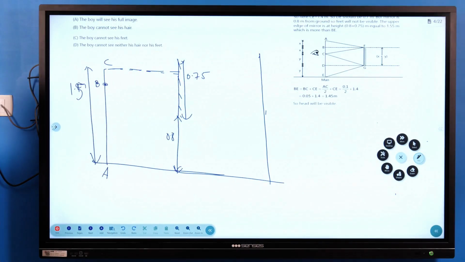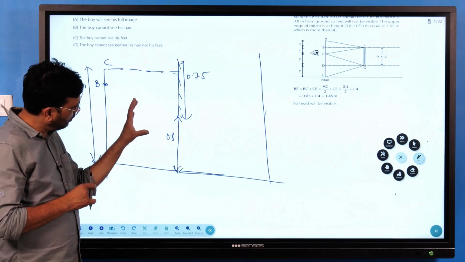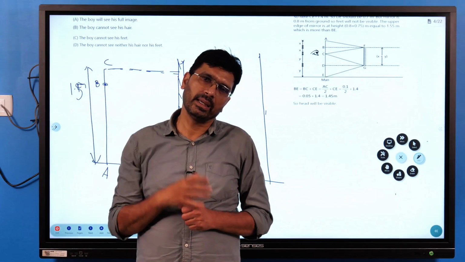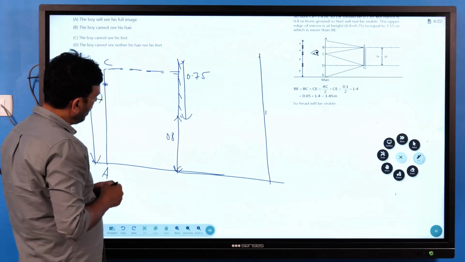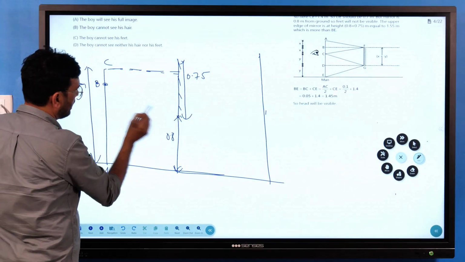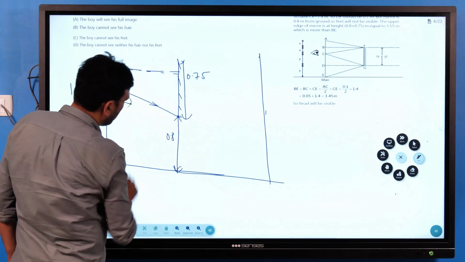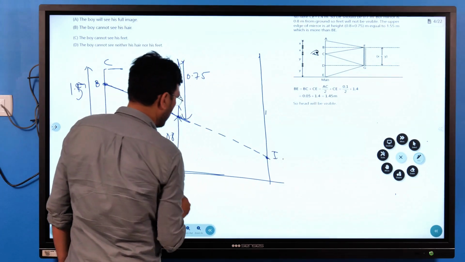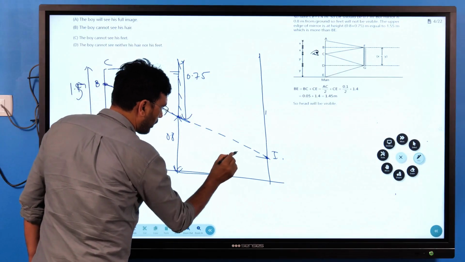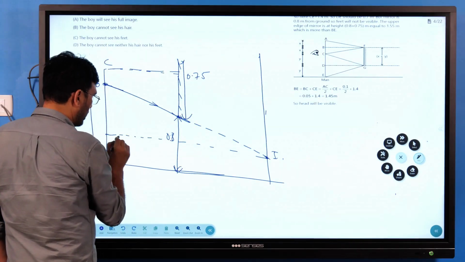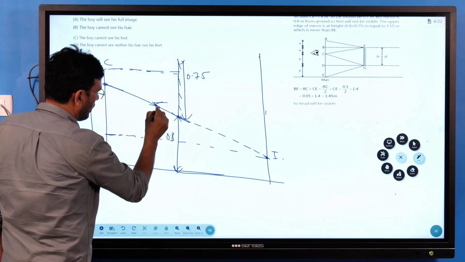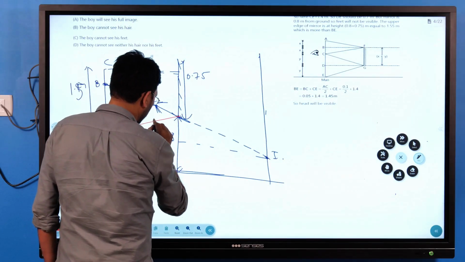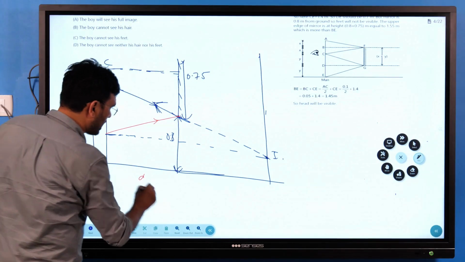So see how we will get the image here. Obviously, a person can see only those portions of his body in the mirror from where the reflected ray of light comes to his eyes. So one reflected ray of light will come from the lower part of the mirror, like this. If you extend this, one image he is getting, I1. This is a reflected ray of light, and the incident ray may have come like this. So this distance is D, and this will also be D.